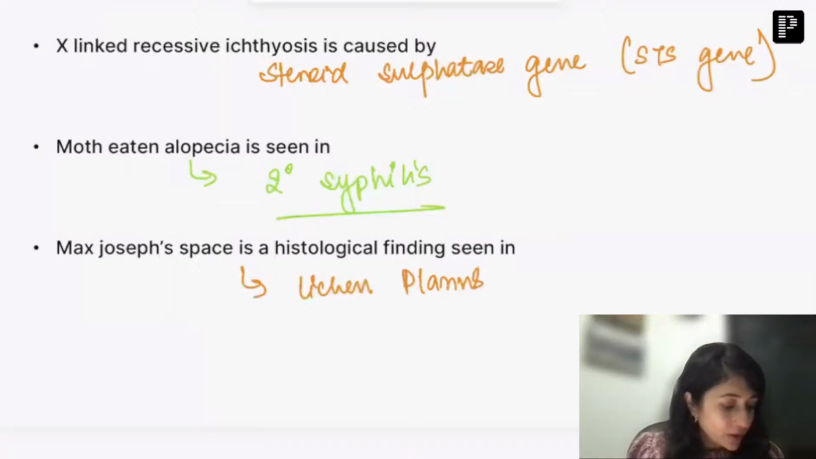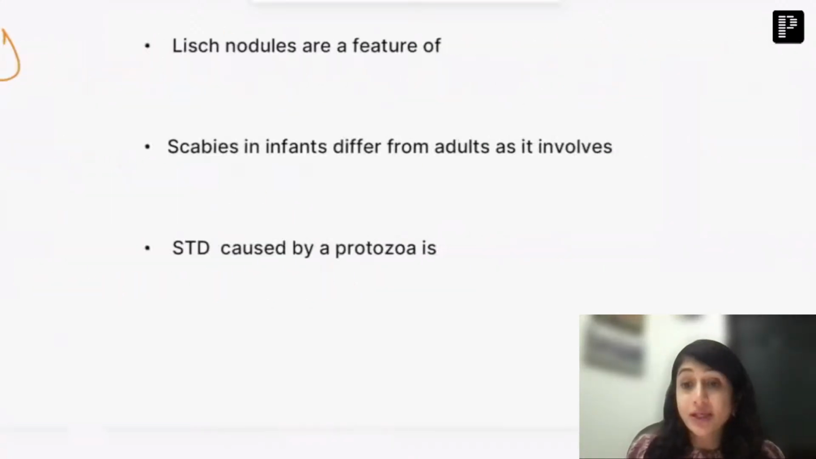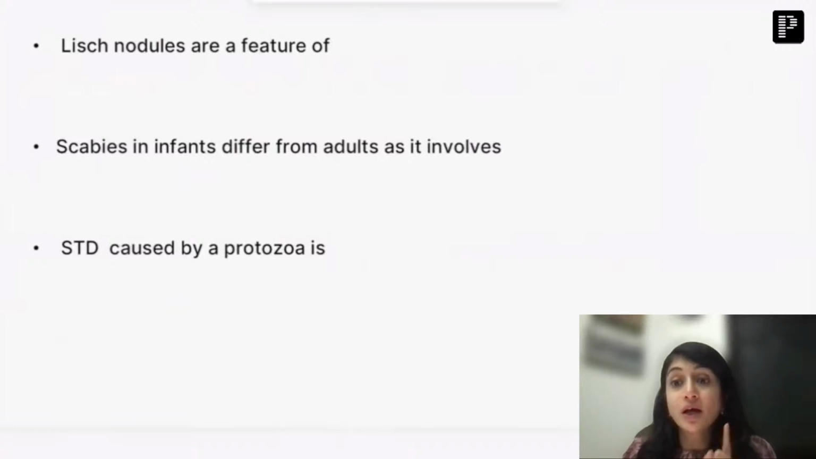Okay. Yes, you also see civatte bodies or apoptotic keratinocytes here. And very importantly, you see hypergranulosis here, which is wedge-shaped hypergranulosis. Clear? Next question. Leash nodules are a feature of which? In which condition do you see leash nodules?